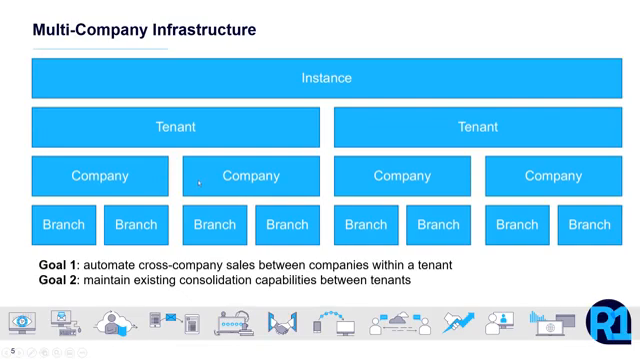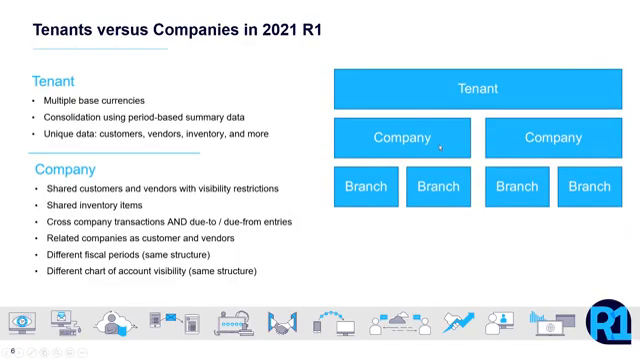Now, the only restriction that companies have today is that they have to have the same base currency. We've already overcome the ability to have different financial periods. They have to have the same structure, but they can have different start and end times. In addition, you can provide some visibility with restriction groups in terms of chart of accounts.